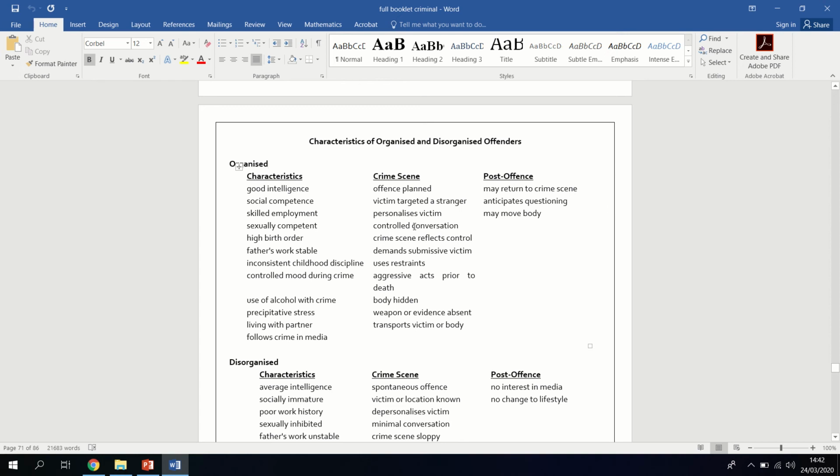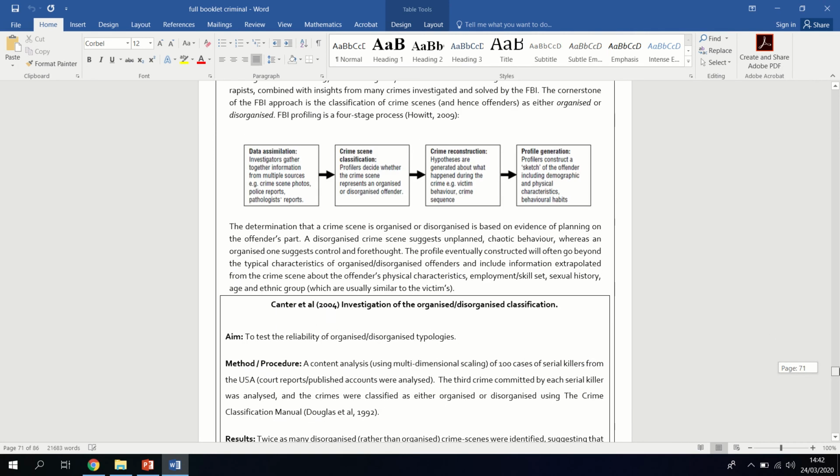There's two types of criminals: an organised criminal, and a disorganised criminal. Now, the organised criminal is one who's really planned out their offence, knows what's going to happen, is very clever with understanding what's going to happen afterwards as well, so they keep up with the crime in the media, etc. And usually when a police officer or an FBI officer gets to a crime scene and sees these characteristics, they then assume that the offender has all of these characteristics. The second type is a disorganized criminal.